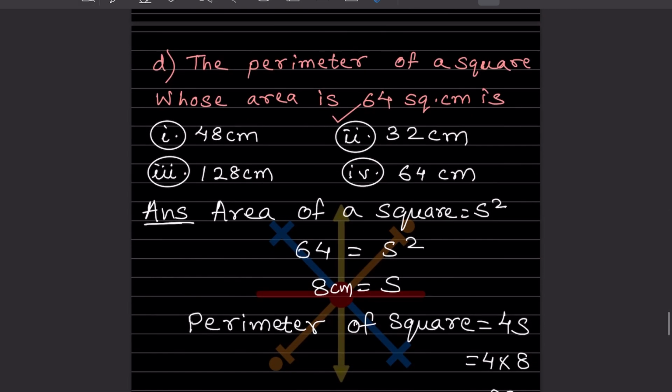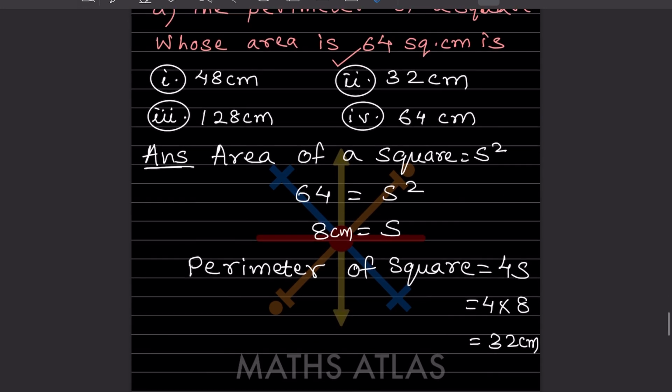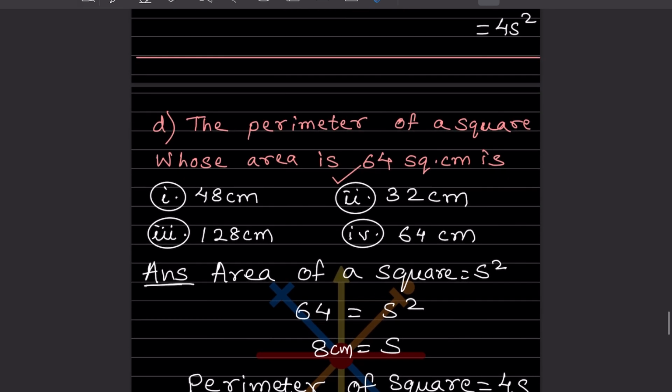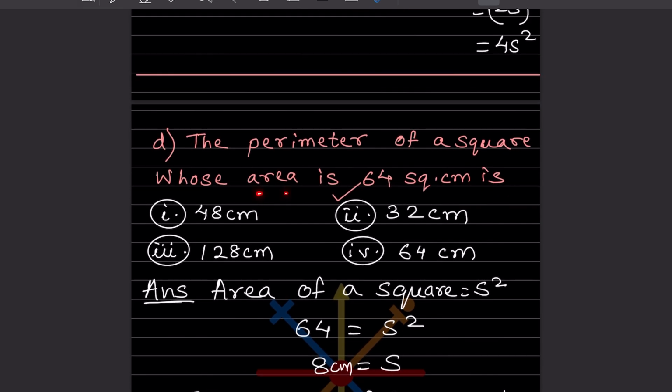The perimeter of a square whose area is 64 square centimeters is. So what are you going to start with? You are going to start with the perimeter of square, and you know that is 4 multiplied by s. Sorry, the perimeter was not given, the area is given. So first thing you will start with whatever is given here. So you will start with the area. Area is s square and the area is given as 64. So you will write here 64 equals s square.